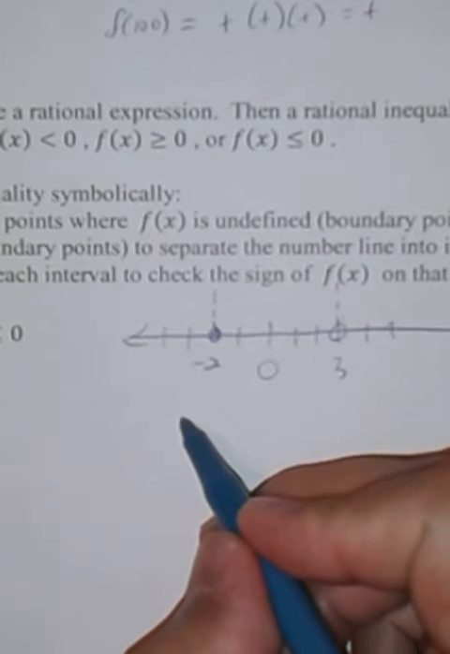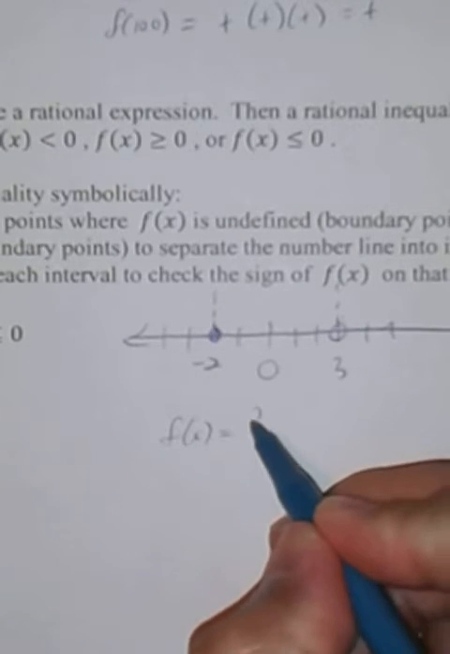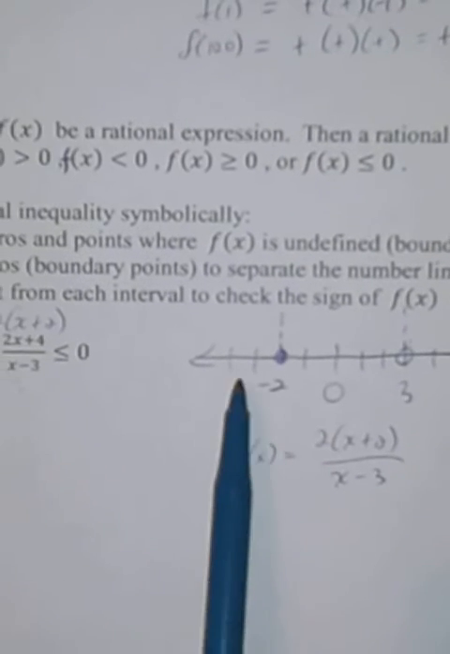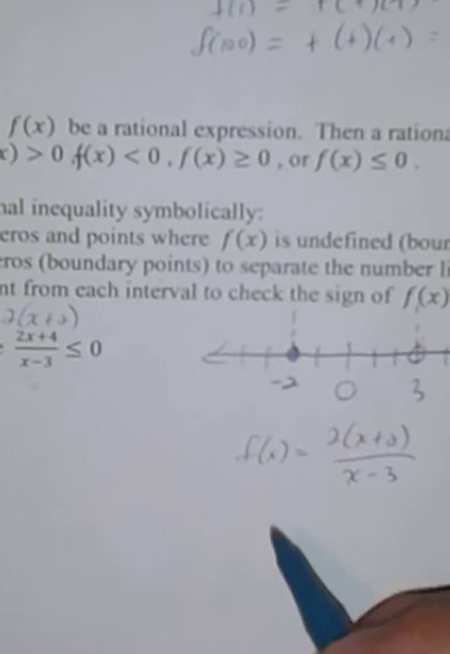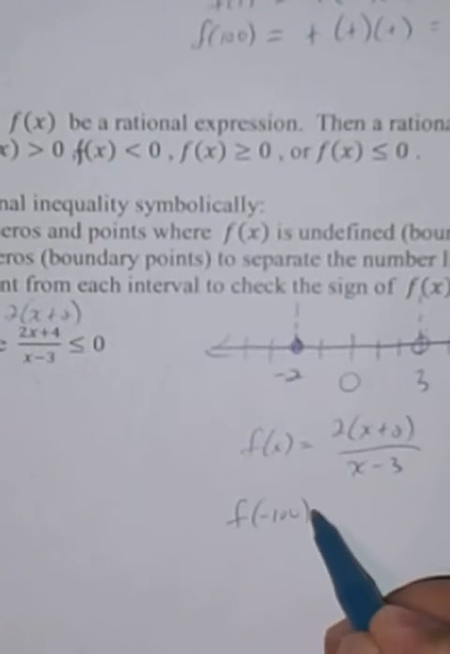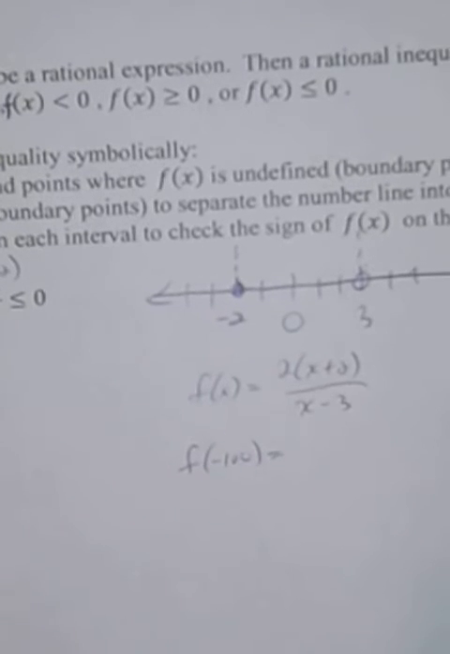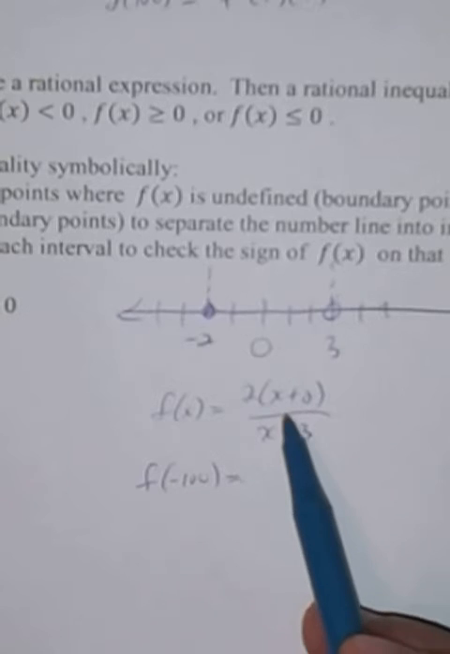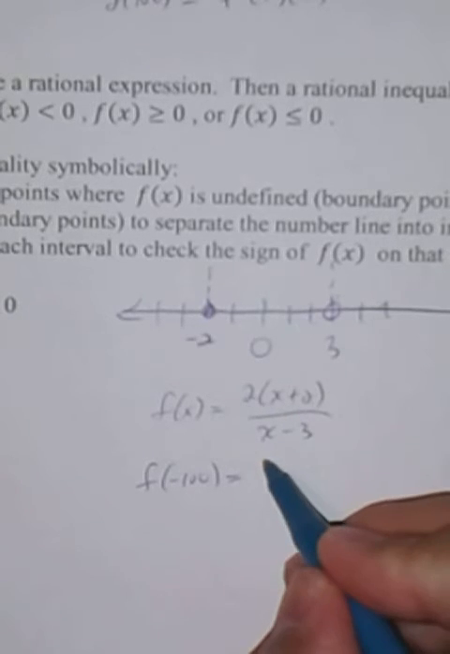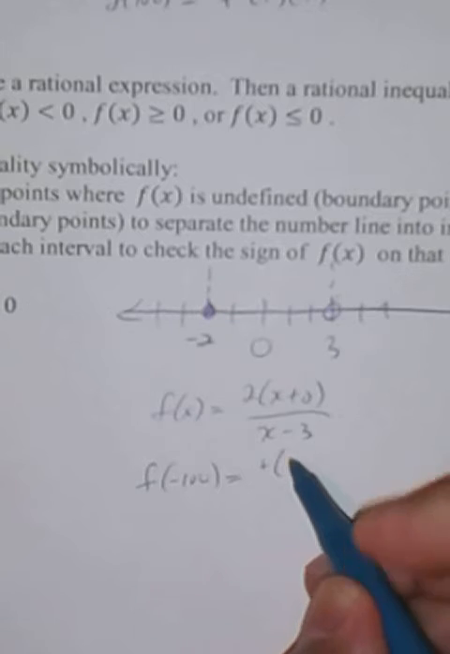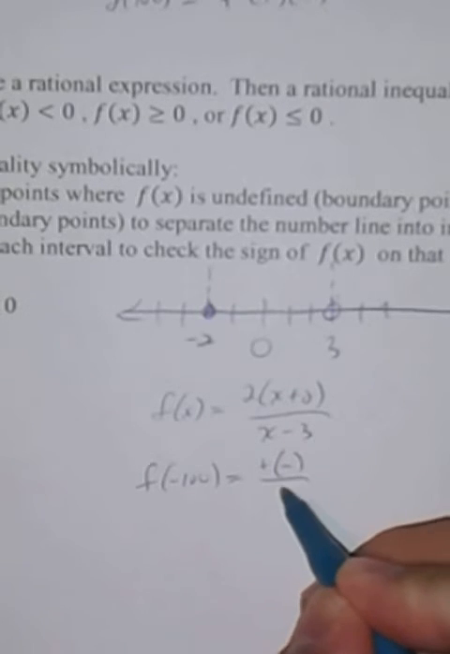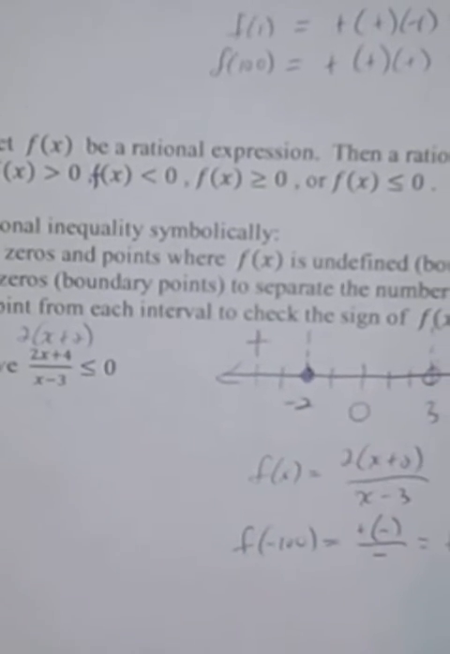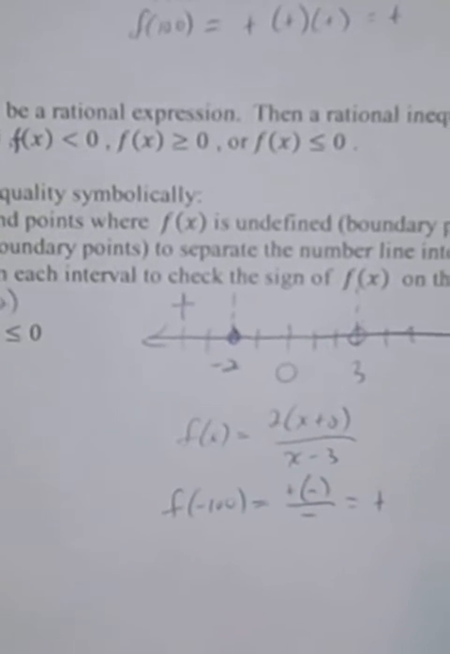And I'm going to write my f of x is 2 times x plus 2 all over x minus 3. And then I'm going to find f of something to the left of negative 2. I'm going to call that f of negative 100. Yeah? And again, I'm just checking the signs. Okay, so the signs, when I plug in negative 100, the 2 is positive, x plus 2 will be negative, and x minus 3 will be negative. The result will be positive. So on this end, all my values of the function are positive.